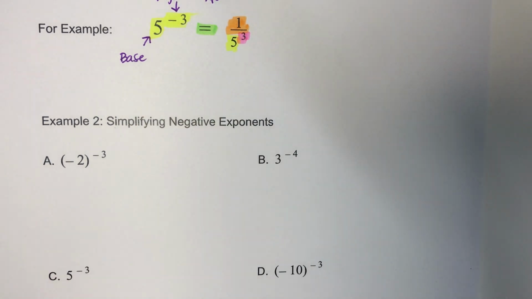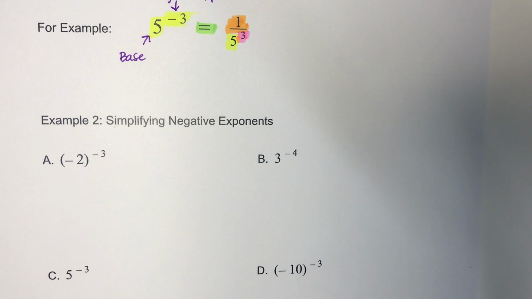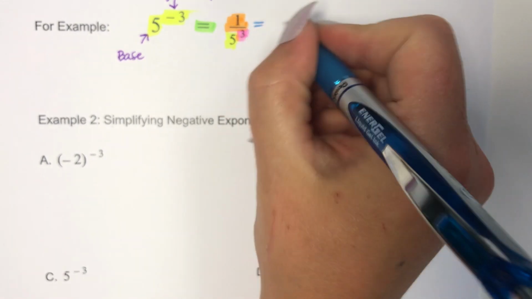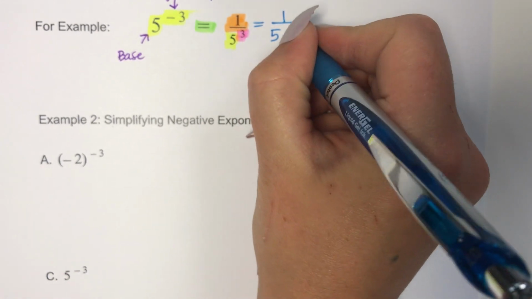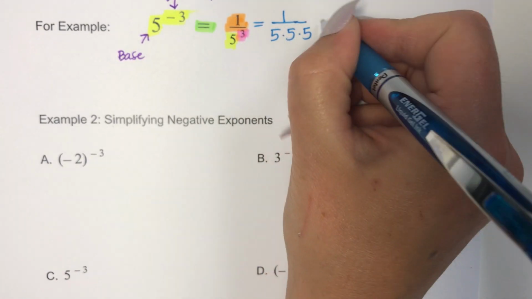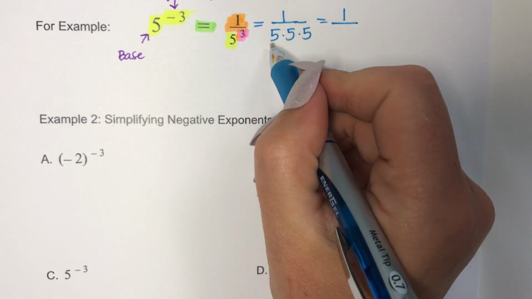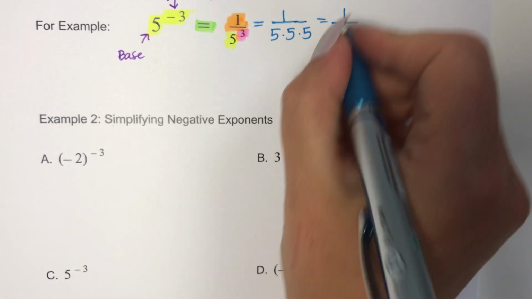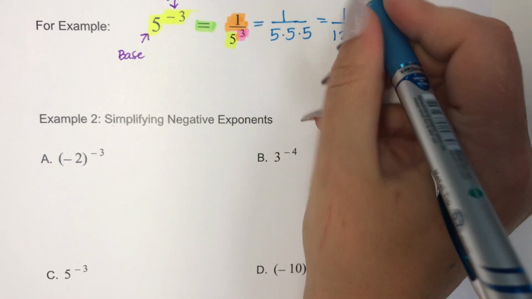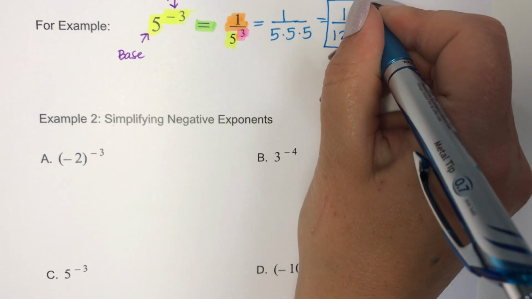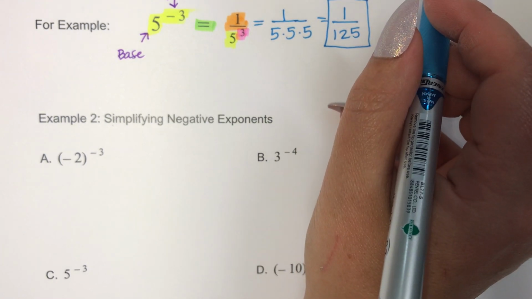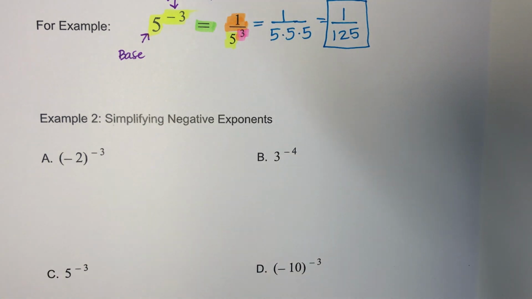Isn't that interesting? And so what does that equal? That's the same thing as 1 over 5 times 5 times 5, which is 5 times 5 is 25, 25 times 5 is 125. Isn't that fun? All right. Do you see it?